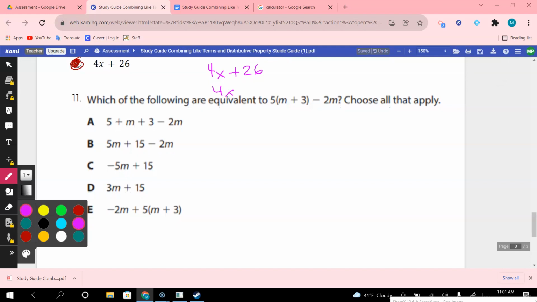Lastly, number 11, which of the following are equivalent to 5, open parentheses, m plus 3, close parentheses, minus 2m. So m plus 3 we cannot do. They are not like terms, so we can just do the distributive property. So let's put it in simplest form first, and then go see if we can find the ones that are equivalent. So 5 times m is 5m. 5 times positive 3 is a positive 15. And then we have minus the 2m.